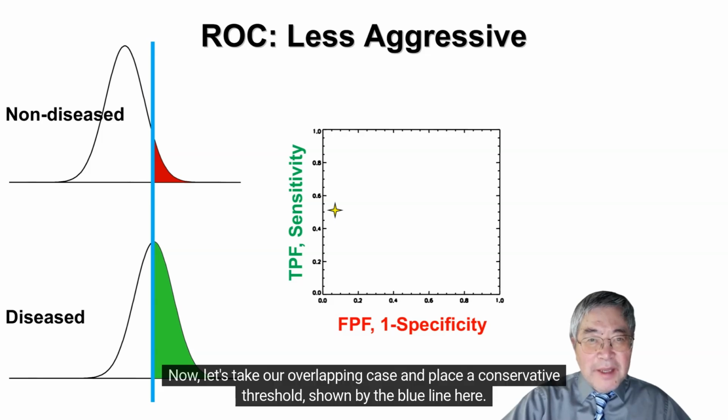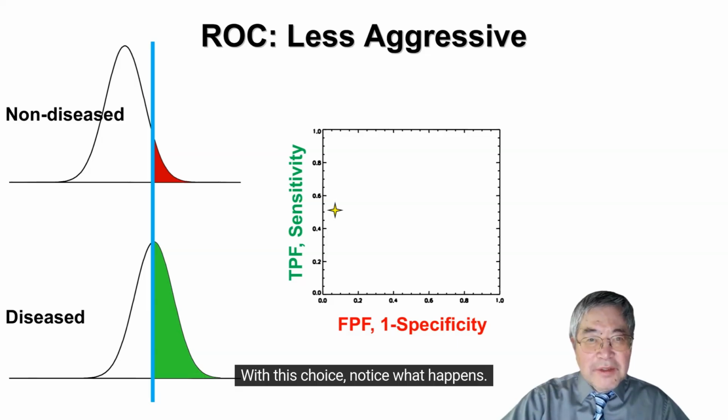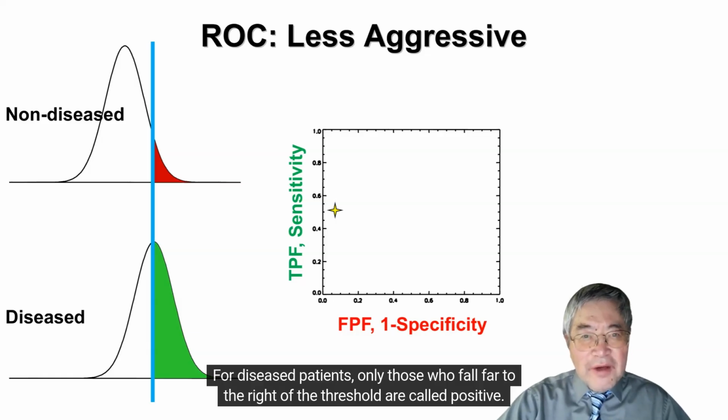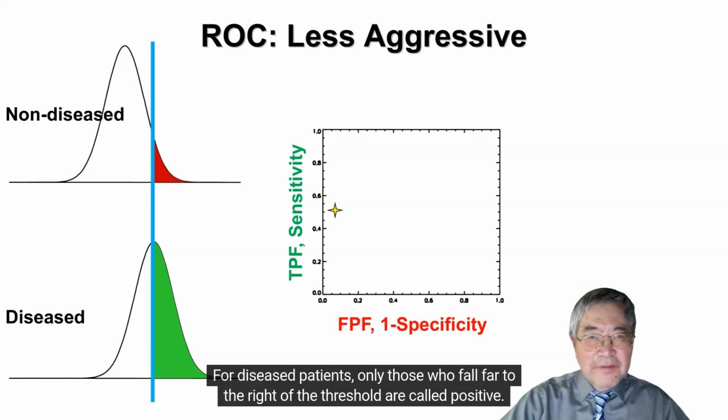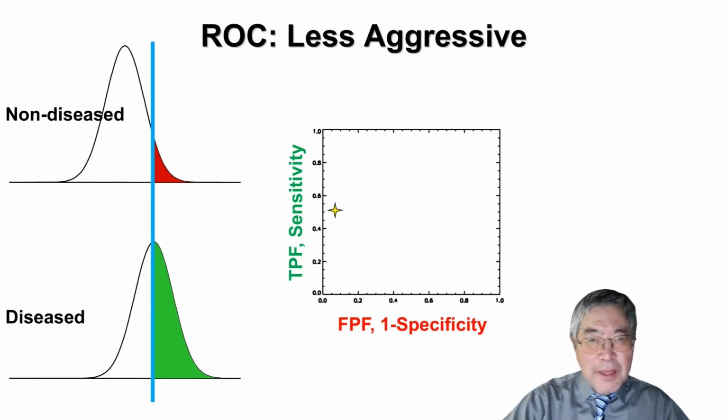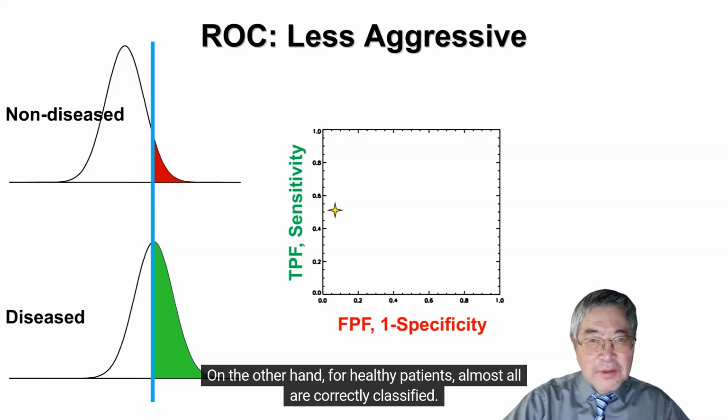Now let's take our overlapping case and place a conservative threshold, shown by the blue line here. With this choice, notice what happens. For diseased patients, only those who fall far to the right of the threshold are called positive. That means many truly diseased patients on the left side are missed. The sensitivity, or true positive rate, drops to around 50%. On the other hand, for healthy patients, almost all are correctly classified. Only a very small slice on the right is misclassified as diseased. That means the false positive fraction is low and specificity is high.